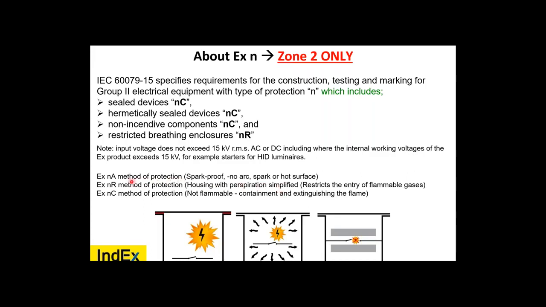Now, further clarification. Ex nA, which has been removed, is for spark proof. No arcs, no sparks, no hot points. That seems to be very similar to Ex e. Ex nR is housing with simplified respiration. Now, an easy way to say that is it restricts the entry of flammable gases. Restricts. nC, it's not flammable. It contains and extinguishes the flame.